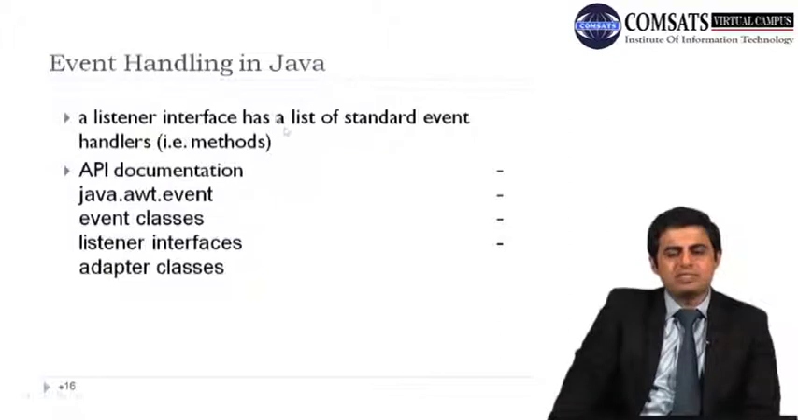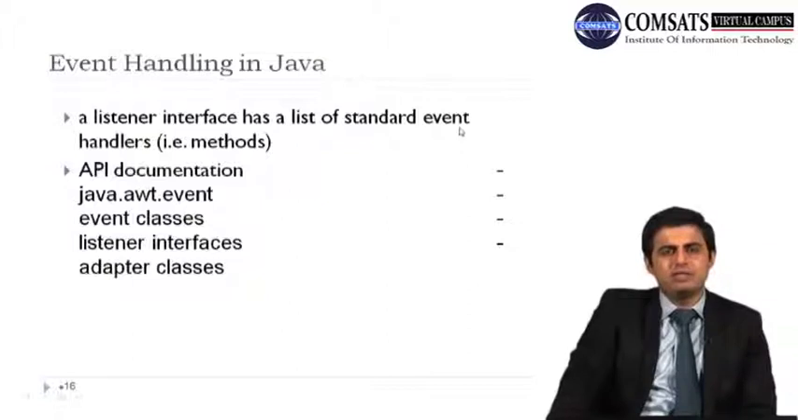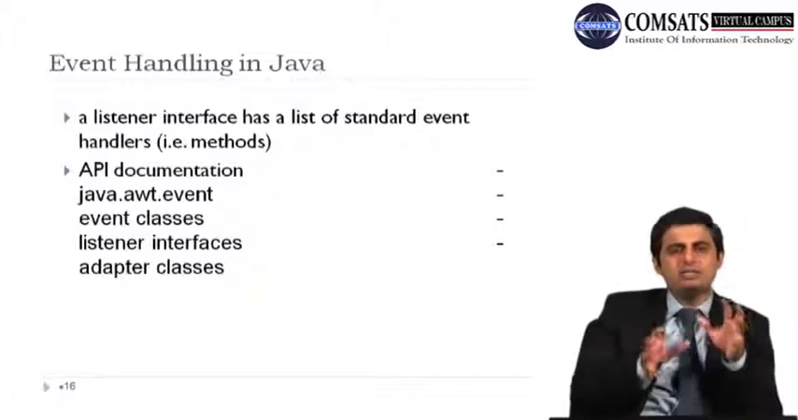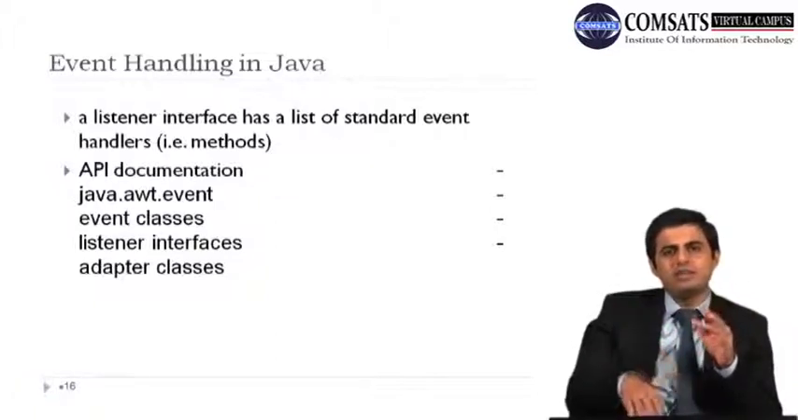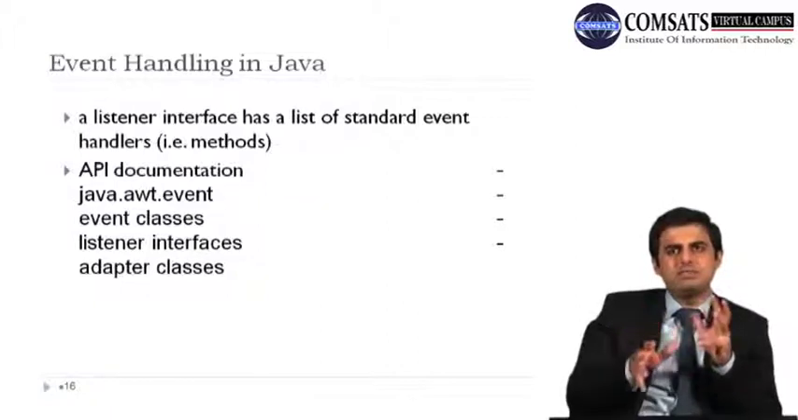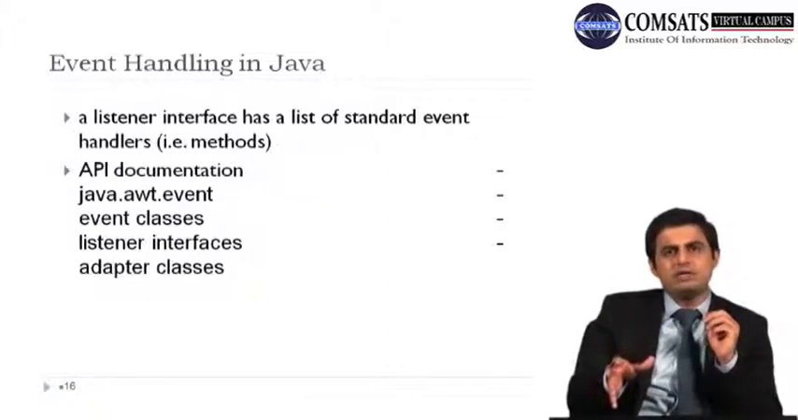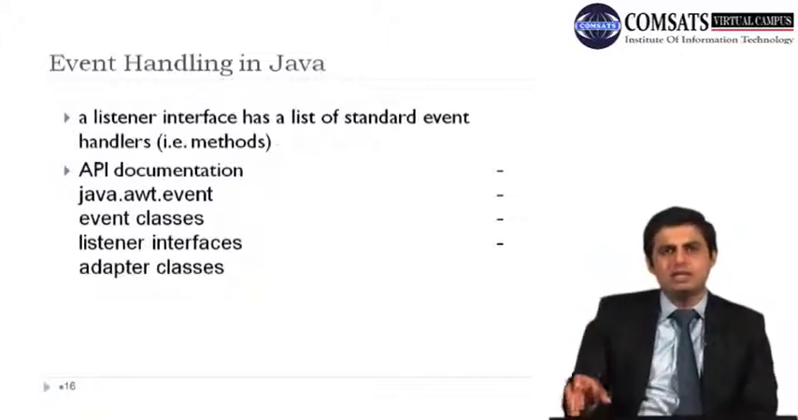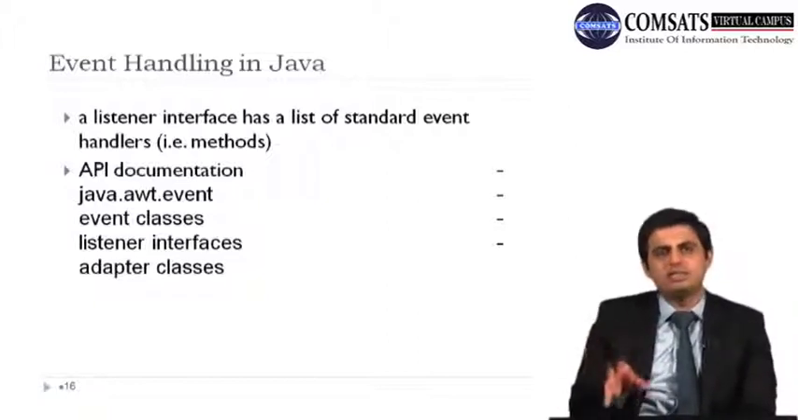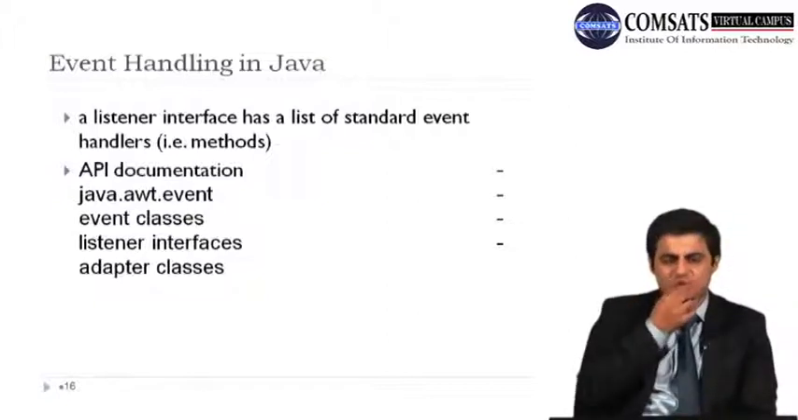A listener interface has a list of standard event handlers, that is, methods. I told you before, event handlers are in the form of methods. So a listener interface has the whole list of standard event handlers. I told you that in the libraries a list of all these interfaces is given anyway, and the code written in the interfaces is also given. So you can go in there and look at all the methods provided by the interface, and then try to find the listener which is suitable for the component.